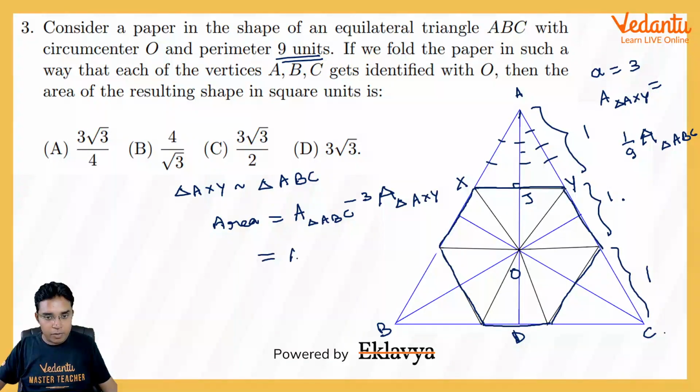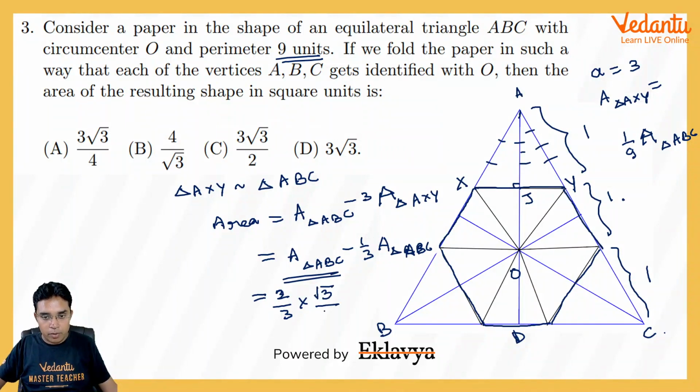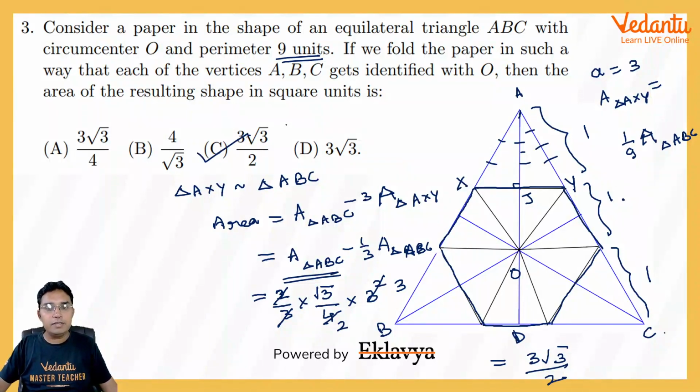So here it will become the area of triangle ABC minus 1/3 area of triangle ABC. So it is actually 2/3 of the area of triangle ABC. And let me write the area of triangle ABC, which is an equilateral triangle, so I can use the formula √3/4 into side square, and the side of triangle ABC was 3, so 3 square here. So this 3 will cancel 3 square 3 times, and this 2 will cancel 4 2 times. So if I write the answer here, it will be 3√3/2. So my answer for this has to be C.